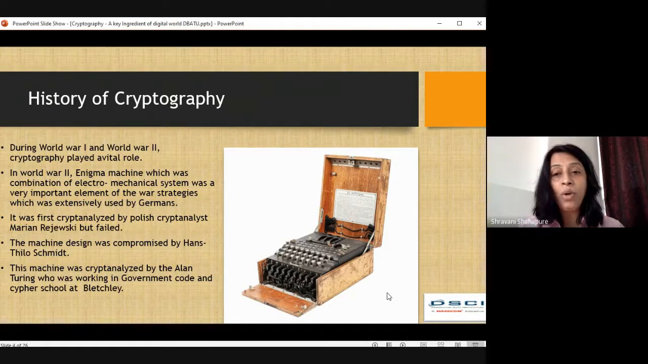And I know that you might know about the movie made on Alan Turing and this entire World War II cryptanalysis of the Enigma machine, The Imitation Game, and it's very famous. So we can go to the next slide.